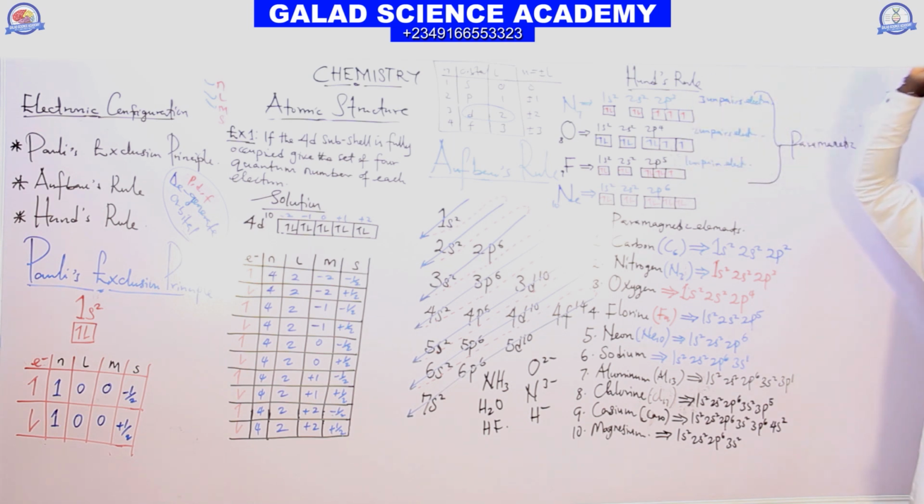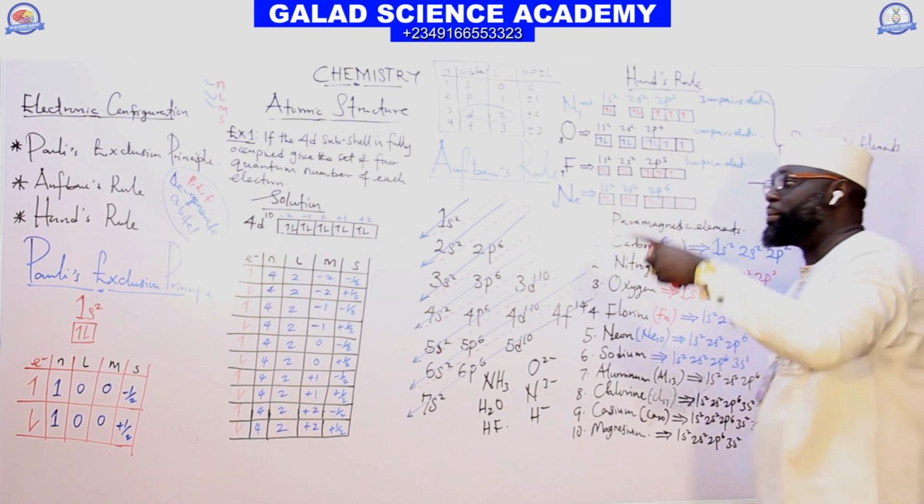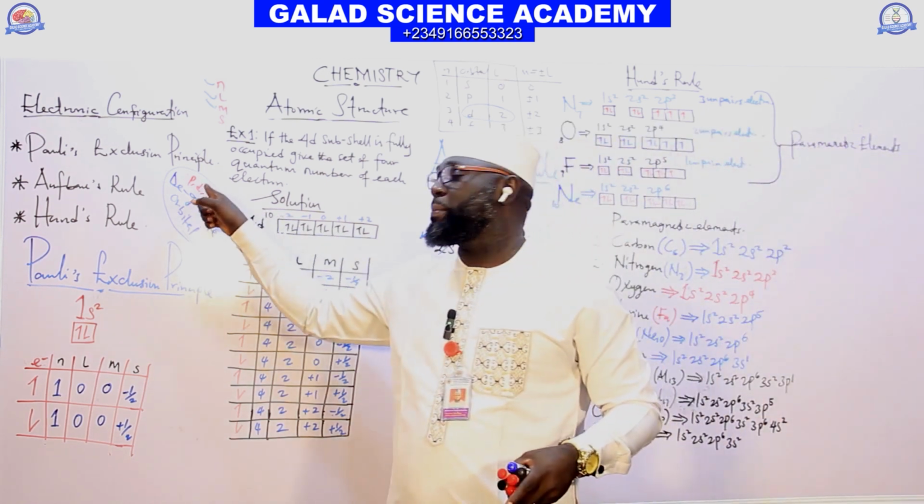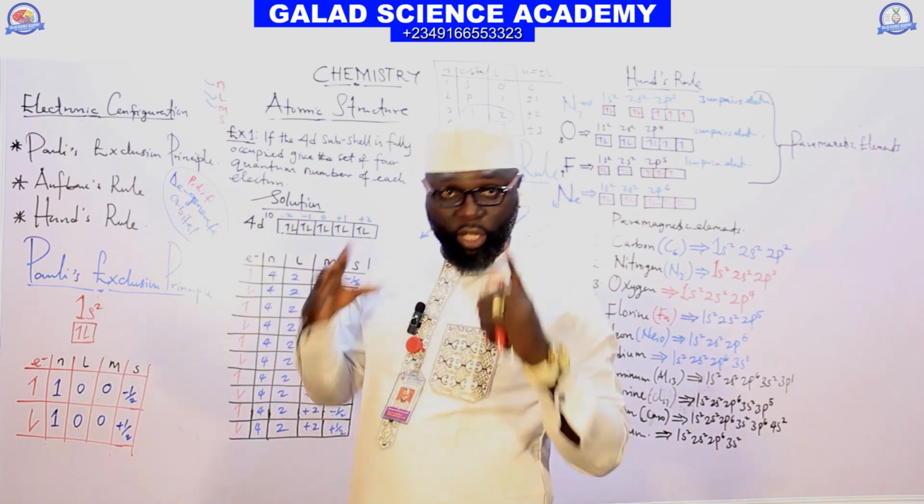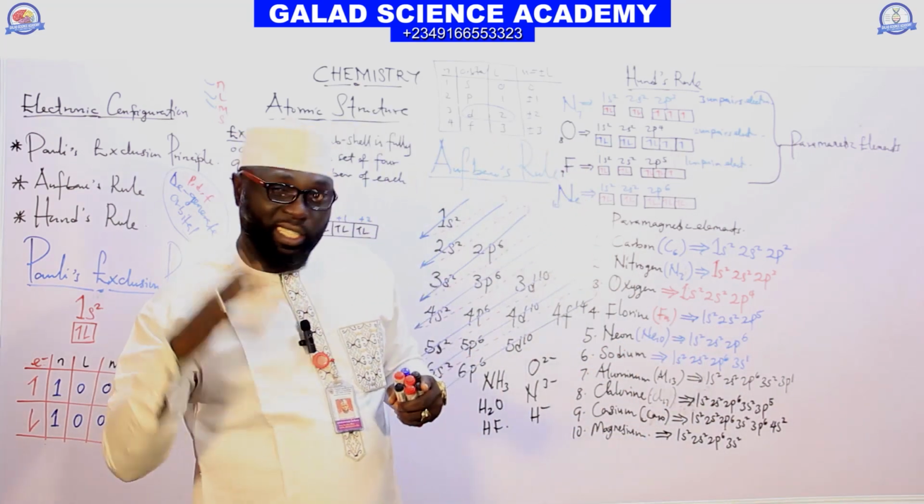And most transition elements are also paramagnetic elements, but theirs partially fill the D orbital. When you get to the transition elements in the periodic table, you will get that one right.